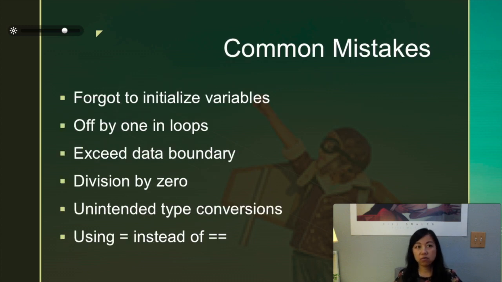Another thing is to sometimes think about common mistakes that a lot of people make, and check for those when you are debugging. For example, sometimes we forget to initialize variables, and so the value comes out random. Sometimes when we design loops, a lot of times we are off by one because the boundary value wasn't set exactly as we expected. We sometimes exceed the boundary for the data.